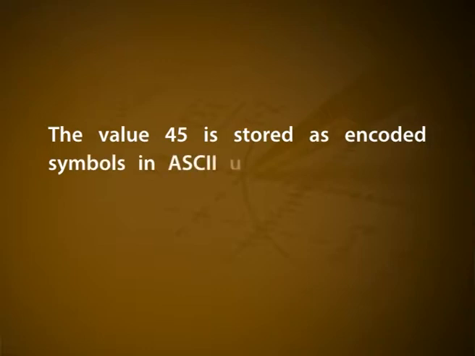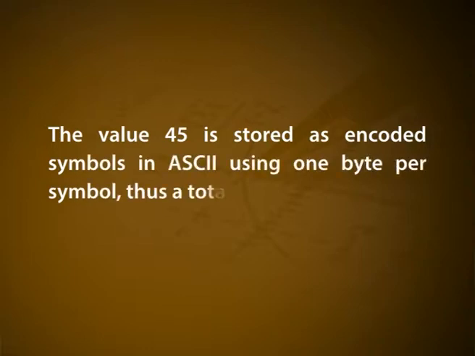Representing numerical values. Storing information in terms of encoded characters is inefficient when the information being recorded is purely numeric. For example, the value 45 is stored as encoded symbols in ASCII using 1 byte per symbol, thus a total of 16 bits. Moreover, the largest number we could store using 16 bits is 99. However, by using binary notation, that is 0 and 1, we can store any integer in the range from 0 to 65,535 in these 16 bits. Thus, binary notation is used extensively for encoded numeric data for computer storage.